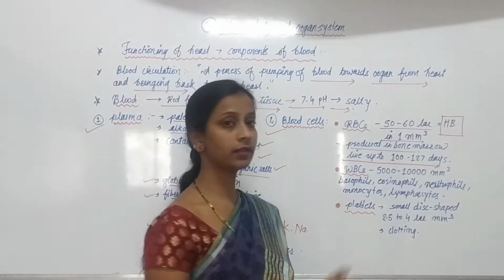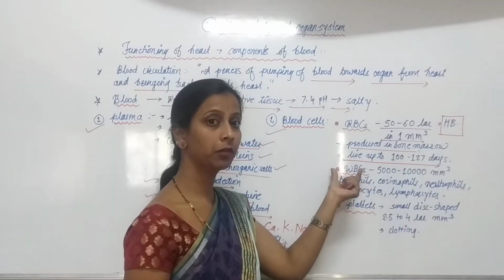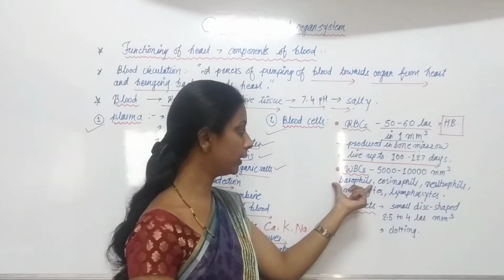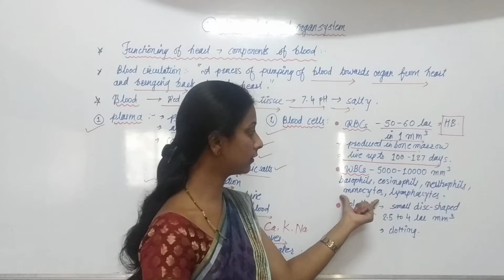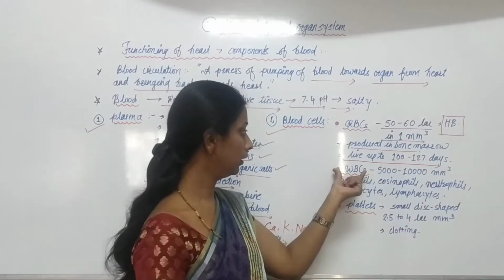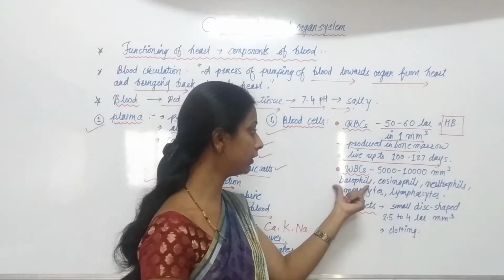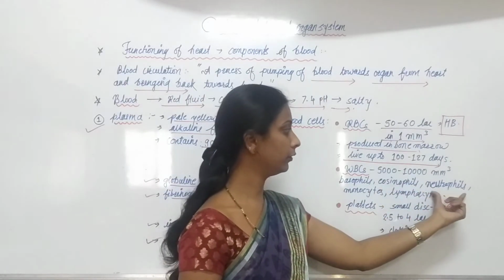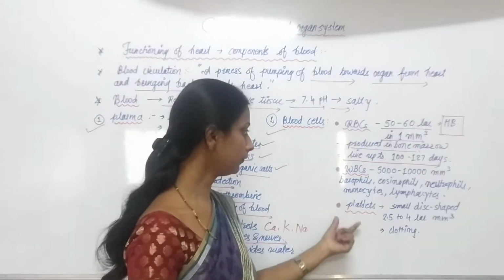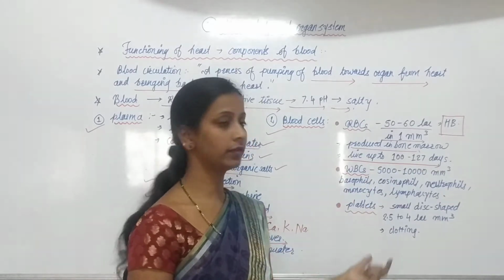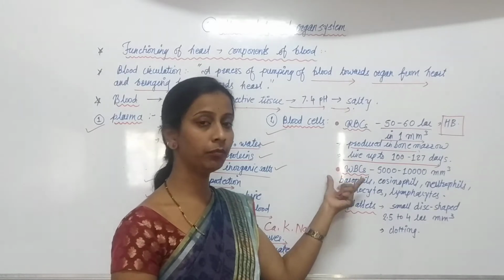These WBCs are made up of 5 types: basophils, eosinophils, neutrophils, monocytes, and lymphocytes. Now, these WBCs work as soldiers in our body. Okay, these are very important.